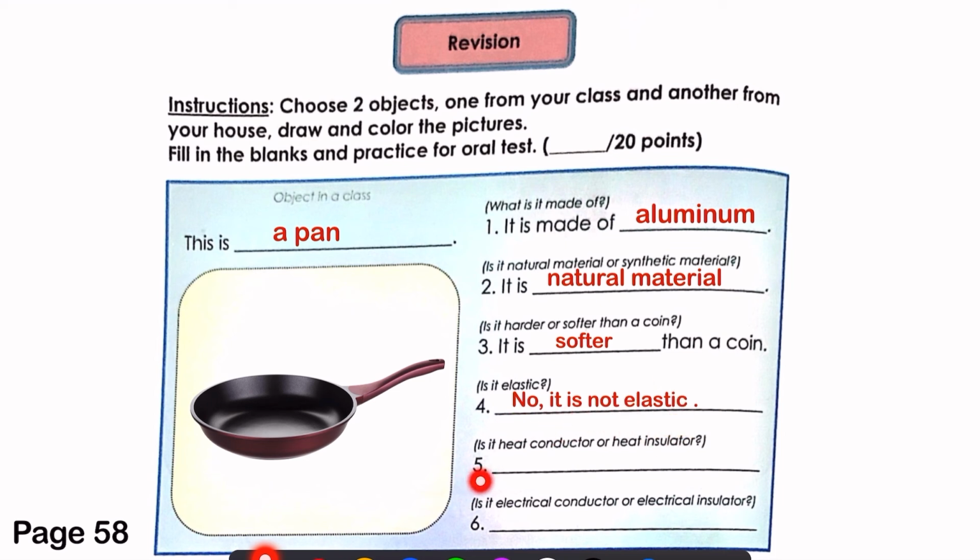For number 5, is it a heat conductor or heat insulator? Remember, a pan allows heat to pass through, right? If you put a pan on fire and you touch it, you will feel the heat. You will feel hot. So, the answer is, it is a heat conductor. And the last one, number 6, they want to know, is it an electrical conductor or electrical insulator? A pan is made of metal, so it is an electrical conductor. This is the example. We do it together in the classroom.